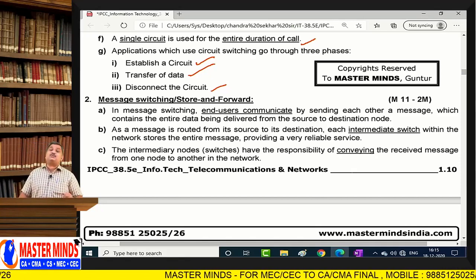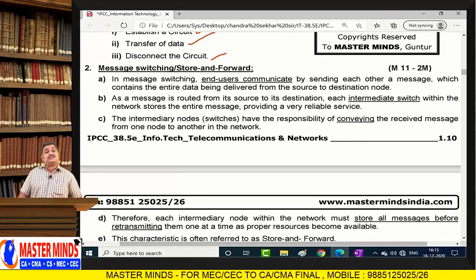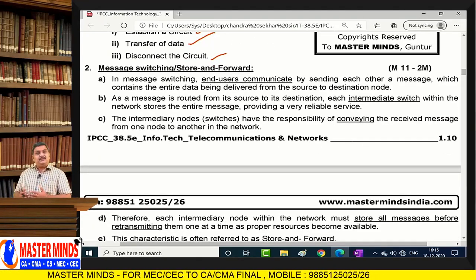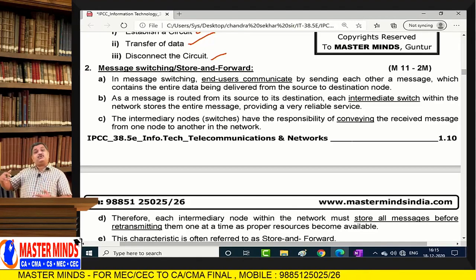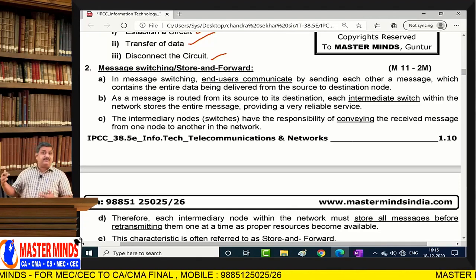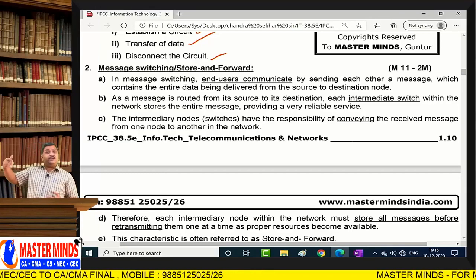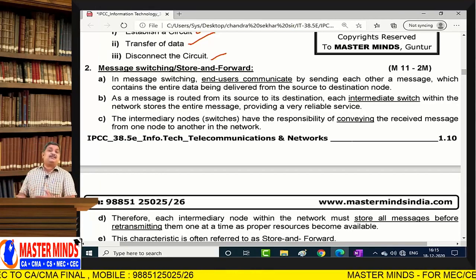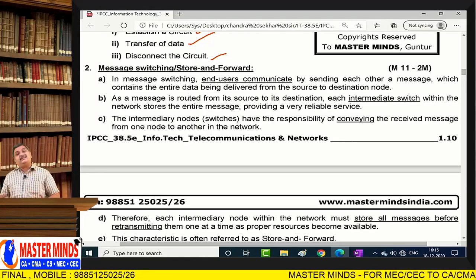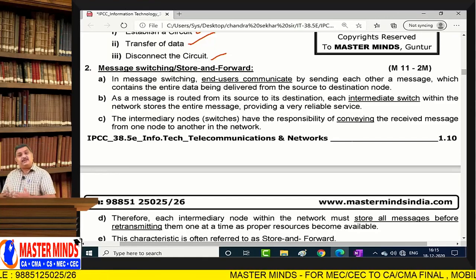Now coming to message switching, and this is also our common experience, where messages are transmitted. See, whenever you send an SMS, is there a need that the other person should also be active and respond? No. Even when the receiver is not available, you can still send the message. Even when his phone is switched off, you can still send the message, and whenever he switches on the phone, the message will be transmitted.